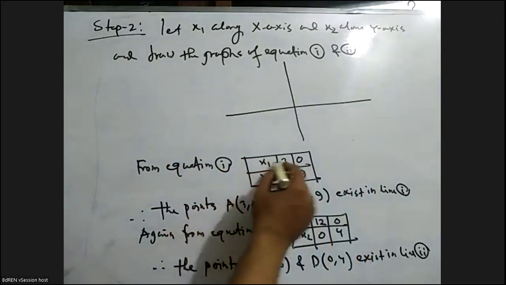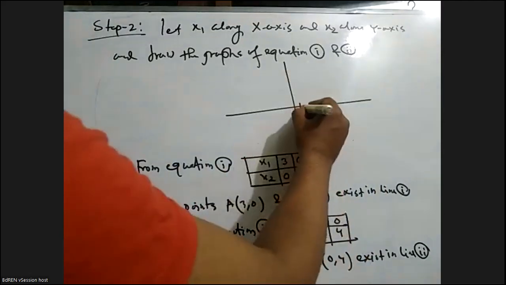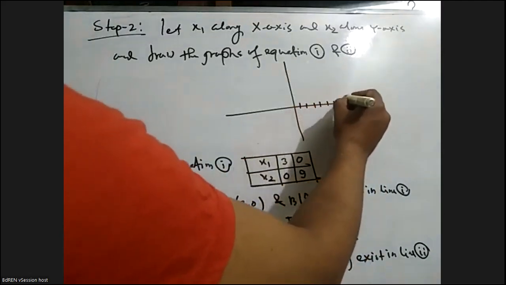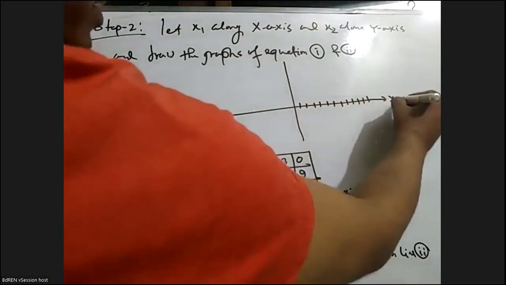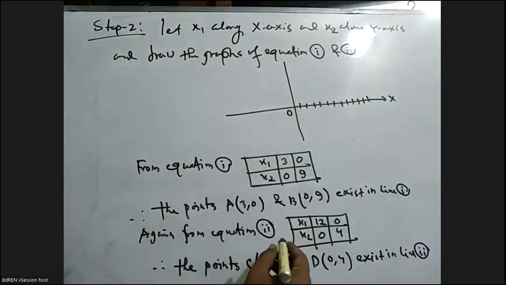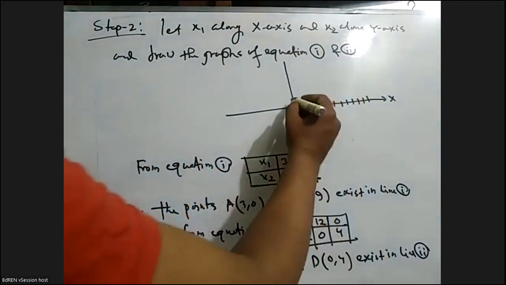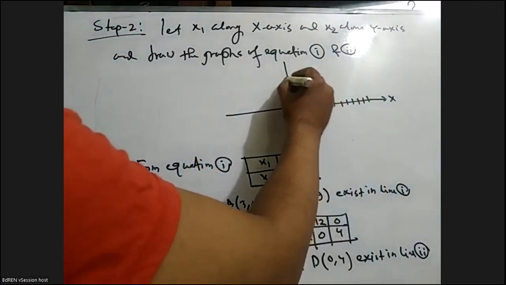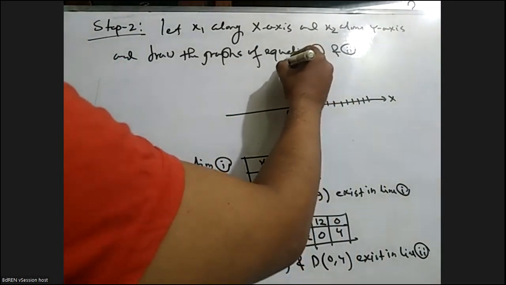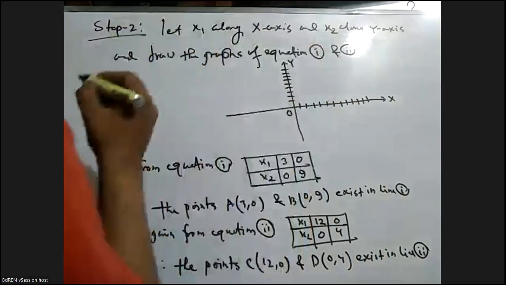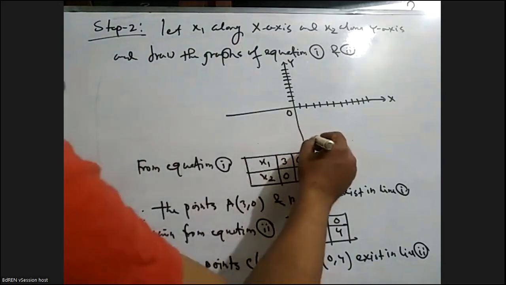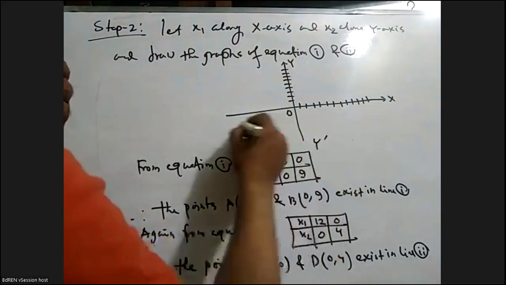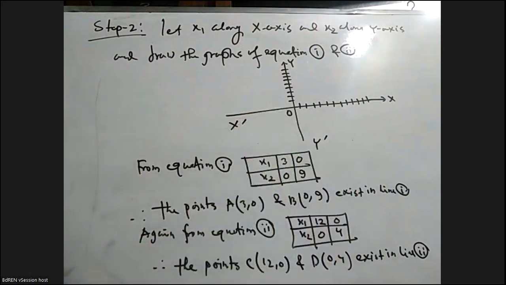Highest value of x1 is actually 12. 1, 2, 3, 4, 5, 6, 7, 8, 9, 10, 11, 12. Okay, this is the x-axis and this is the origin. Highest value of x2 is 9. 1, 2, 3, 4, 5, 6, 7, 8, 9. So this is the y-axis. This is the positive part, and this is the negative part of the x-axis.